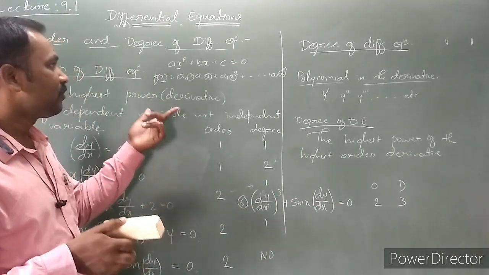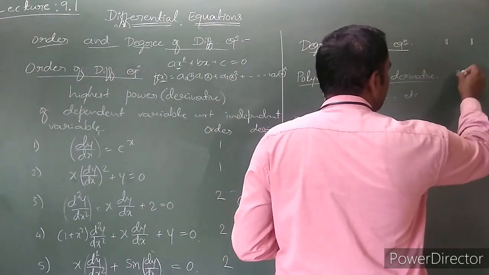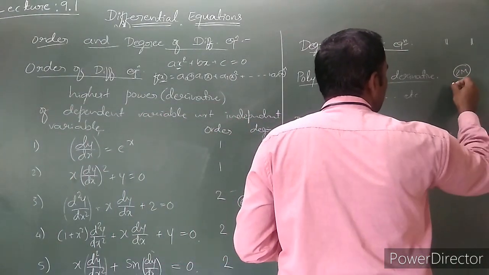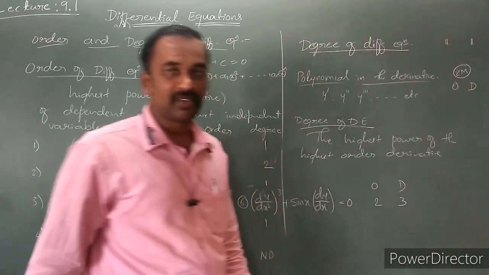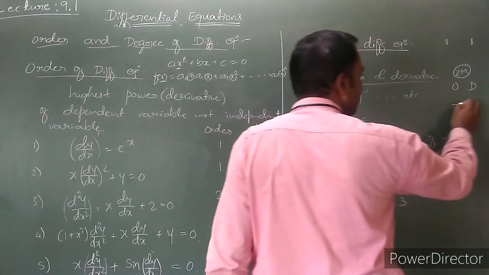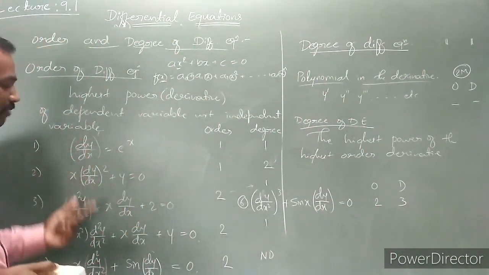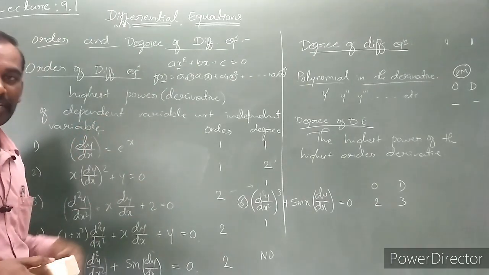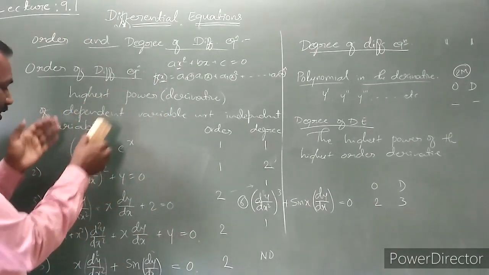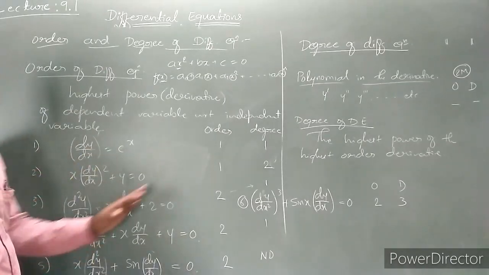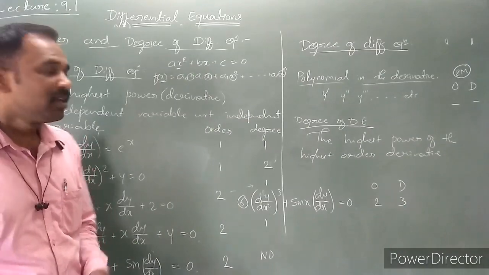Is that clear? Very important, definitely one question will be there for the 2 mark section. Write the order and degree of the differential equation. Writing the order carries 1 mark, writing the degree 1 mark. There is no confusion in writing the order. You can easily write it: the highest order derivative, that is, how many times it has been differentiated. For the degree, we write the highest power of the derivative.